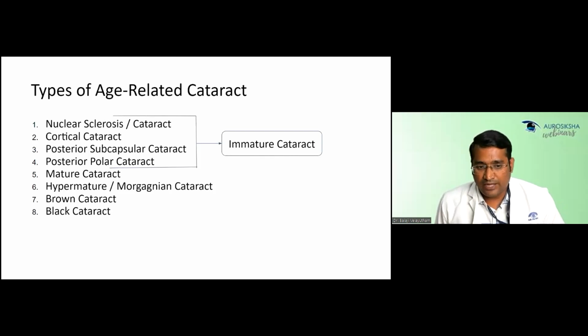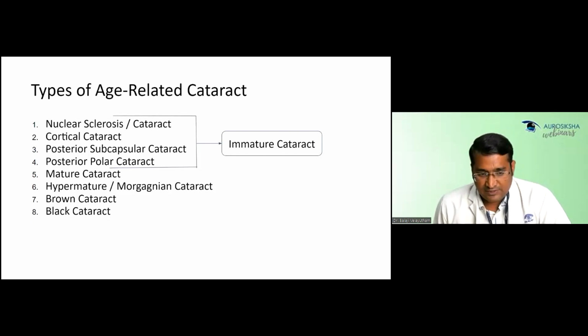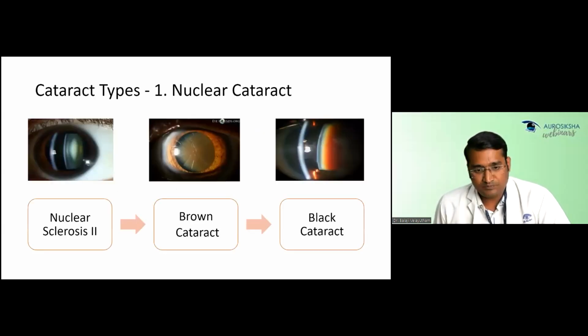For our discussion today, I'll mainly deal with age-related cataract because this is the most common cataract that we see in a regular OPD. Based on the structures, the cataract is divided further into nuclear sclerosis or nuclear cataract, cortical cataract, posterior subcapsular cataract, and posterior polar cataract. All these together are called the immature cataract. Apart from this, there is mature cataract, hypermature or Morgagnian cataract, brown cataract, and black cataract. Let's see how all these cataracts develop and how they progress.